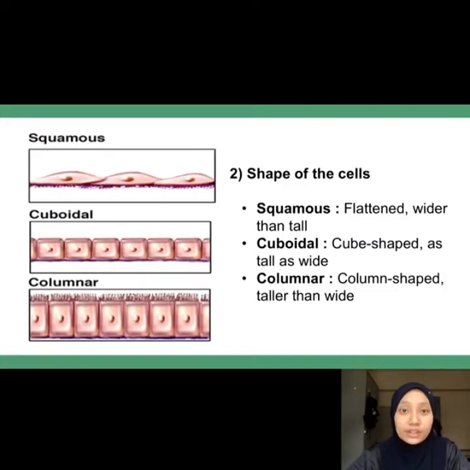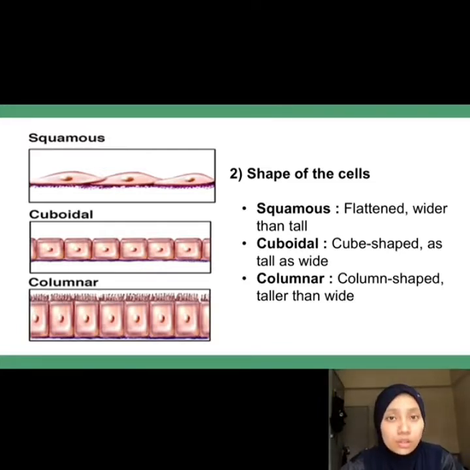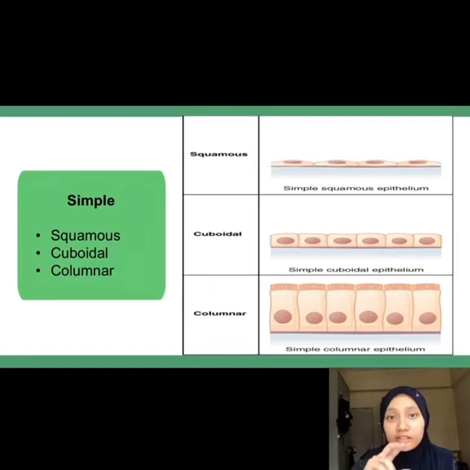The second classification is the shape of the cells. There are three shapes: the first is squamous, the second is cuboidal, and the third is columnar. Squamous is flat, wider than tall. Cuboidal is cube-shaped and as tall as wide, like a cube. And lastly, columnar is shaped like a column, taller than wide. As we can see here is a diagram of how simple squamous, cuboidal, and columnar cells look.